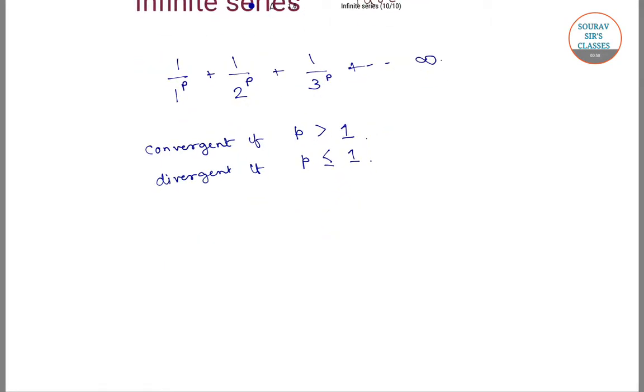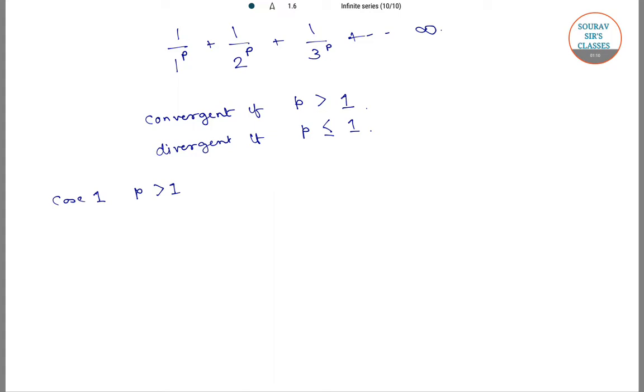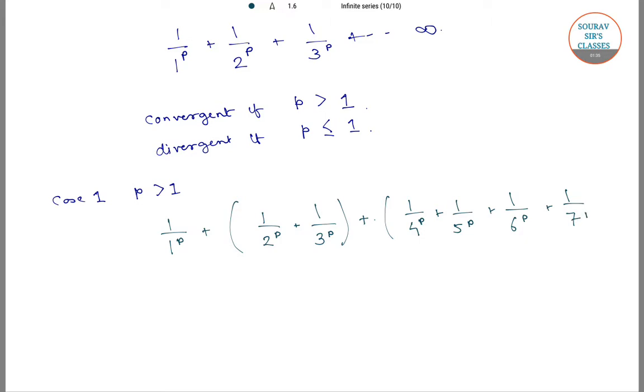Now let us solve it. Case 1, that is p is greater than 1. Now the given series can be grouped as 1 divided by 1 raised to the power p plus 1 divided by 2 raised to the power p plus 1 divided by 3 raised to the power p, plus 1 divided by 4 raised to the power p plus 1 divided by 5 raised to the power p plus 1 divided by 6 raised to the power p plus 1 divided by 7 raised to the power p plus and so on.